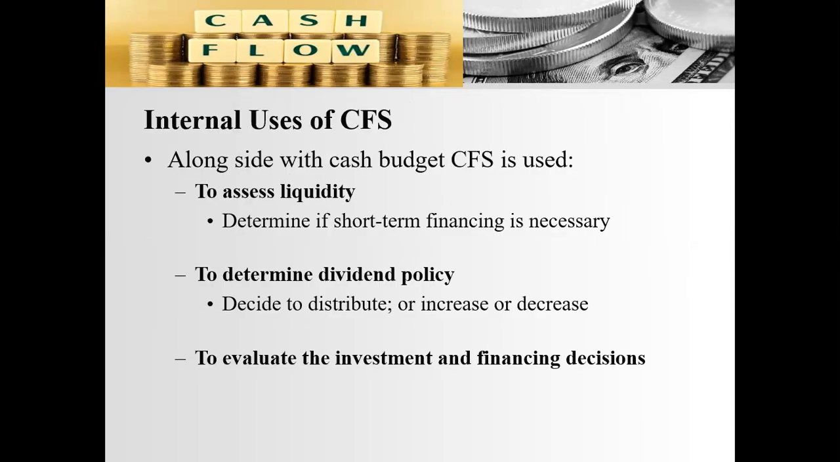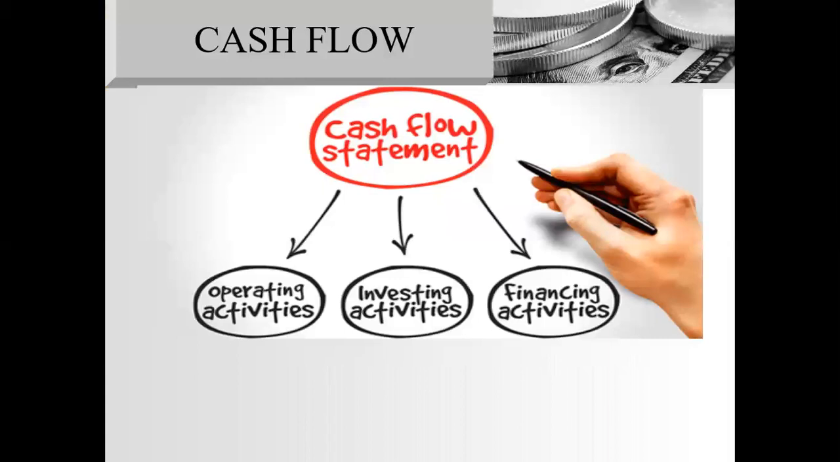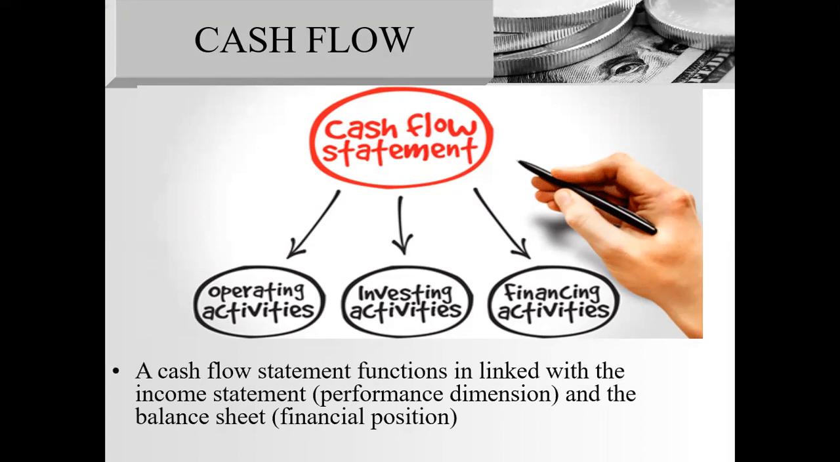So how can I estimate if I have future cash and need additional finance? We have internal use of cash flows alongside the cash budget. It assesses the liquidity and the short-term financing necessary. It determines the dividend policy, if we're going to distribute the dividends or the profit, whether it increases or decreases. It evaluates the investment and financing decisions as well. Cash flow consists of three main components: operating, investing, and financing. The net cash is usually positive or negative. We need to know how much cash is enough or whether we don't have it. The cash flow statement is linked with income, performance decisions, and the balance sheet, the financial position.